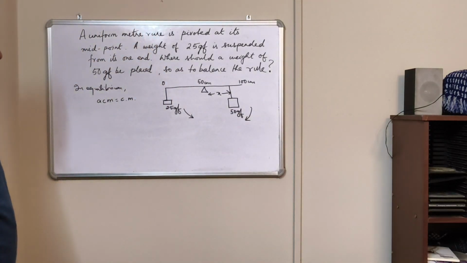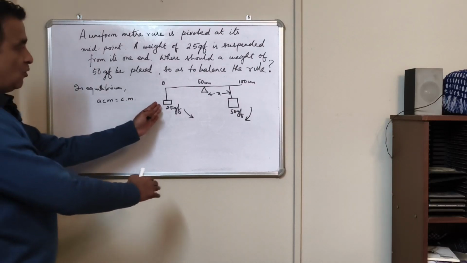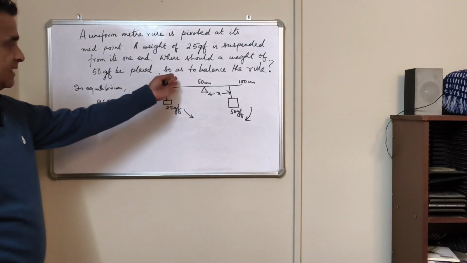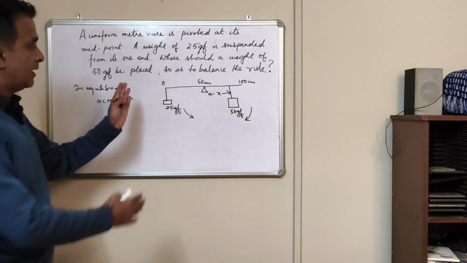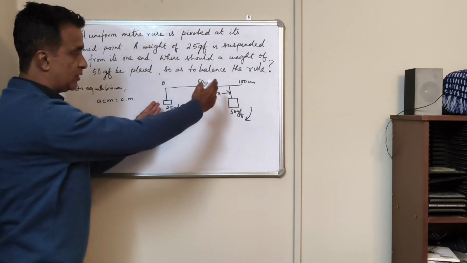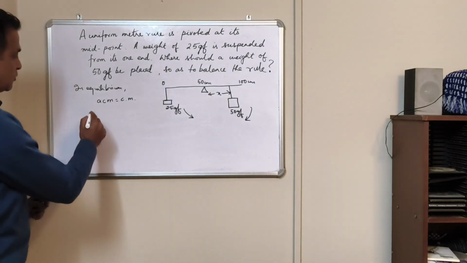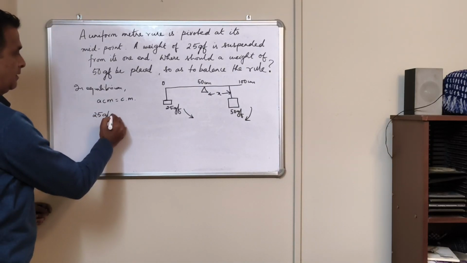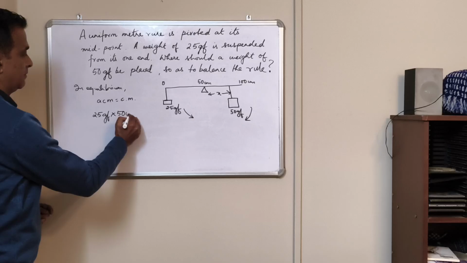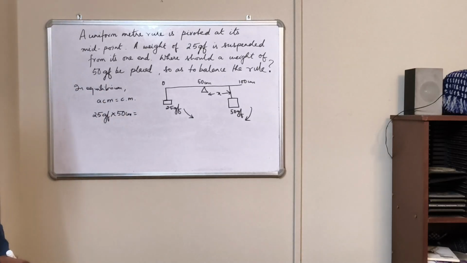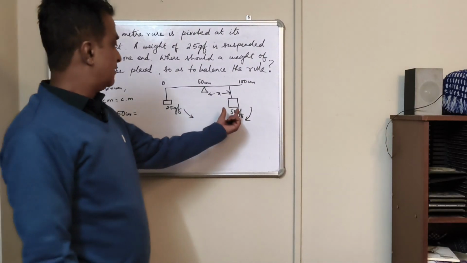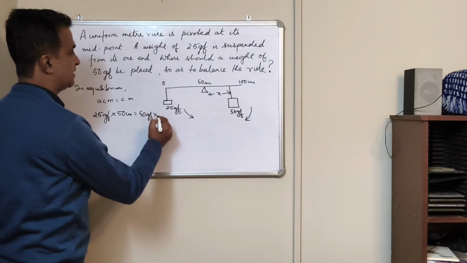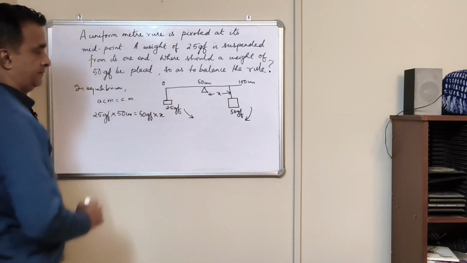Let's see how much is our anti-clockwise moment. So it's force multiplied by the distance. And remember, there's only one moment on the anti-clockwise side. If there were two weights, accordingly, we do F1 into d1, then F2 into d2. So here there's only one weight. So 25 gf multiplied by 50 centimeters equals. Now we go to the other side. On the other side, the force is 50 gf and the distance from the axis of rotation is x.